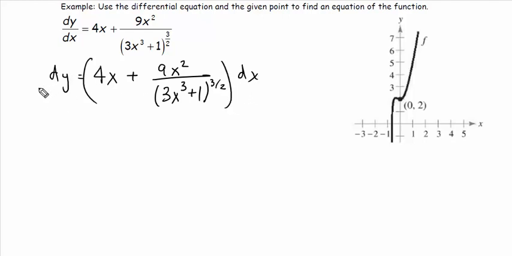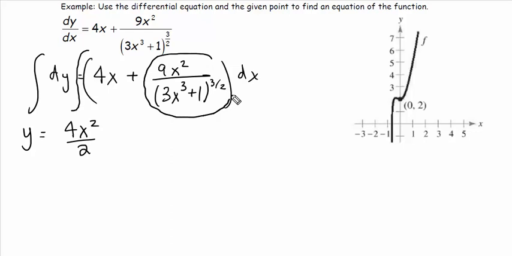And then I'm going to take the antiderivative on each side. So y is equal to 4x squared over 2. Now, for this guy right here, this is going to be a little bit harder, but if I let u be 3x cubed plus 1, then du is 9x squared dx.